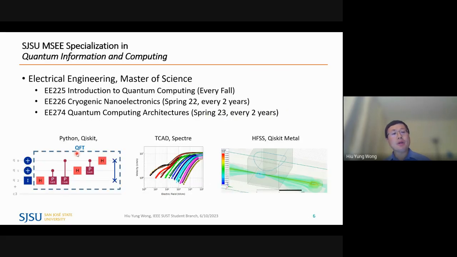And in the master's degree, we have a new specialization on quantum information and computing. The students need to finish three classes to satisfy the requirements. So we have this introduction to quantum computing, which is mostly for algorithms. Cryogenic nanoelectronics, later you will see that quantum computing is actually electrical engineering. Most of it is electrical engineering. The quantum chip is only a tiny part. For most of them, we need to use cryogenic electronics to control them. And then another class is about the quantum computing architecture and the hardware.